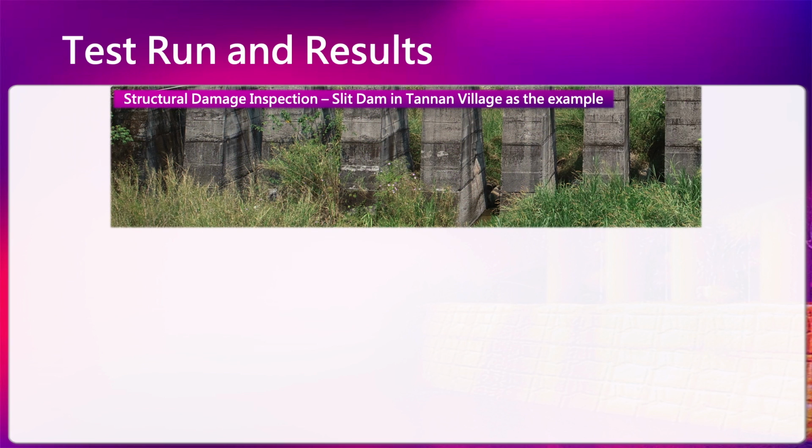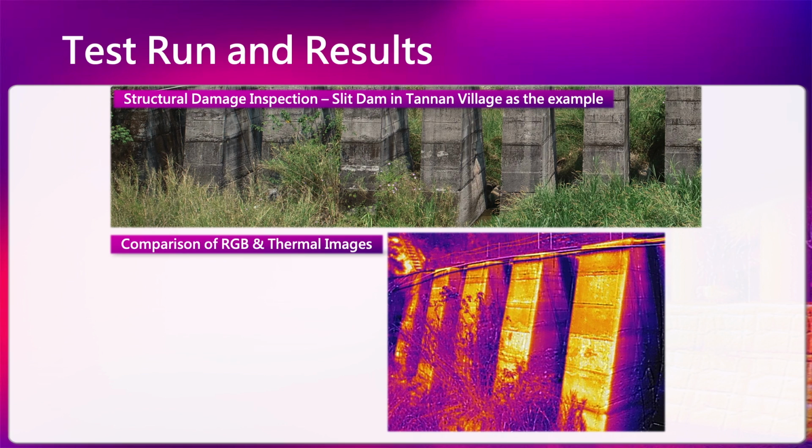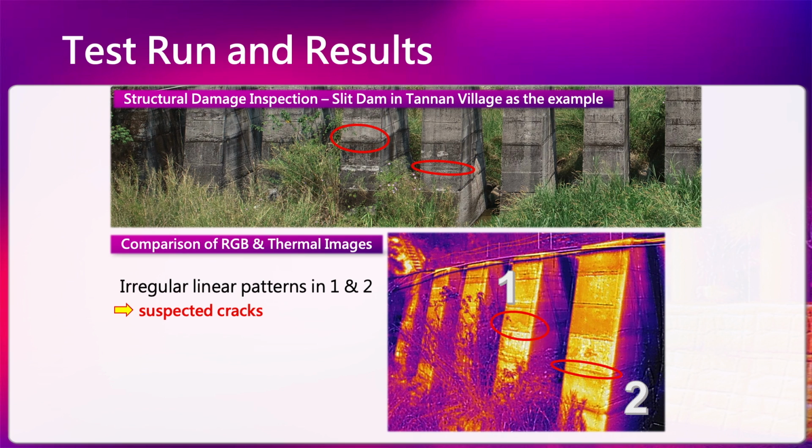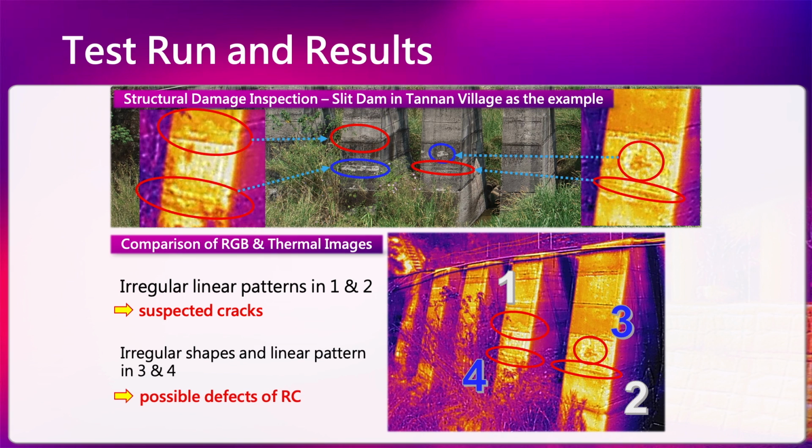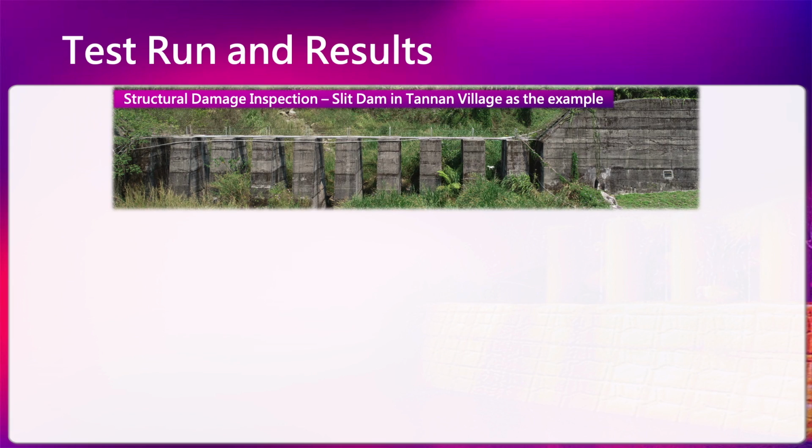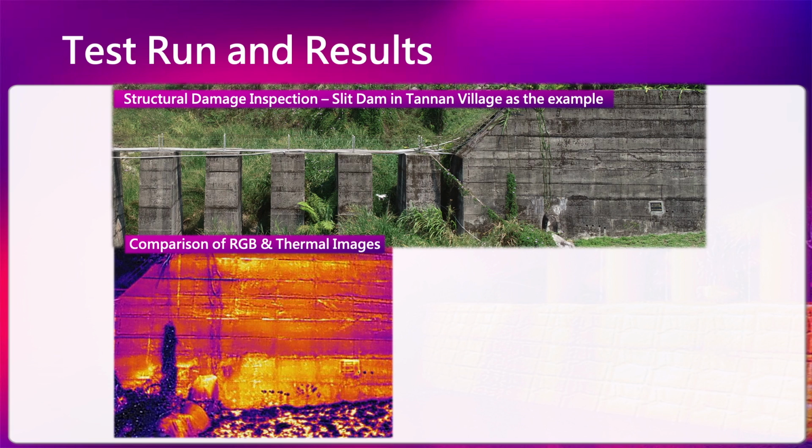For the slit dam in the photos, we noticed there's possible crack development on the surface of the concrete. We also find there are probably other different types of defects on the surface of the concrete. So the thermal image can tell us additional information about the defects. When we compare the RGB photos with the thermal image, we can easily find the difference based on the temperature difference.